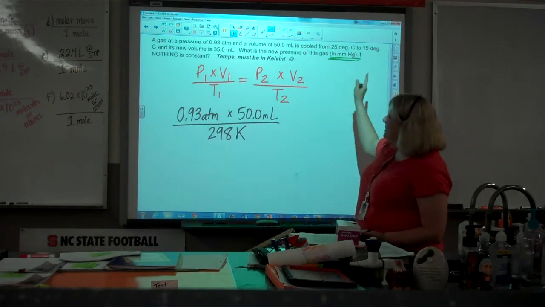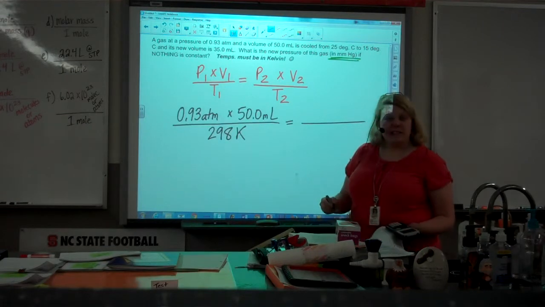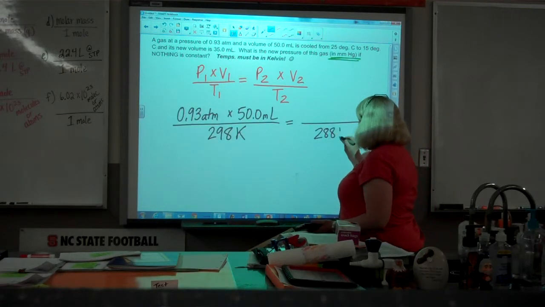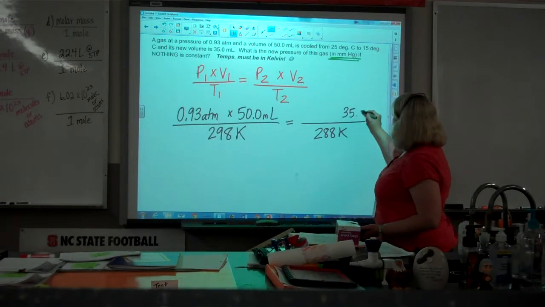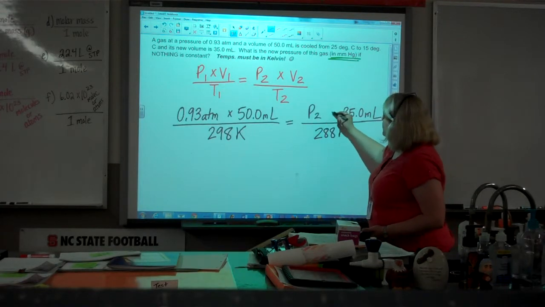But it says the gas is cooled. So the temperature dropped down to 15 degrees Celsius. That's 10 degrees less. So that's 288 Kelvin. And then my new volume is 35 milliliters. So I'm looking for pressure 2.